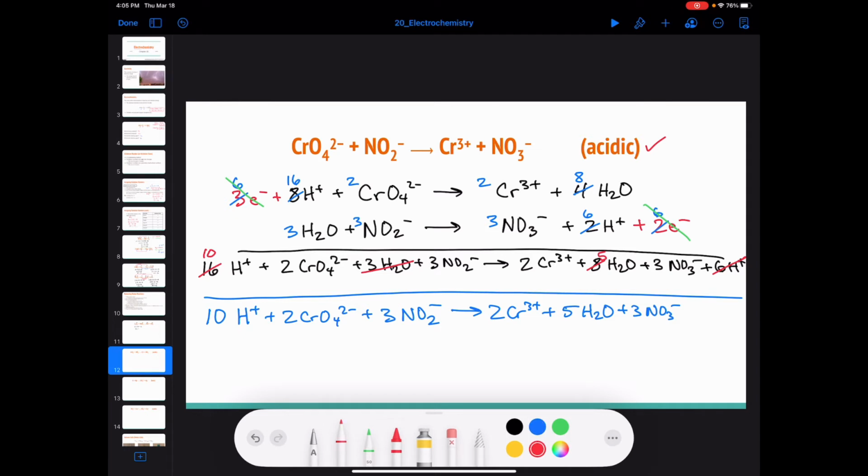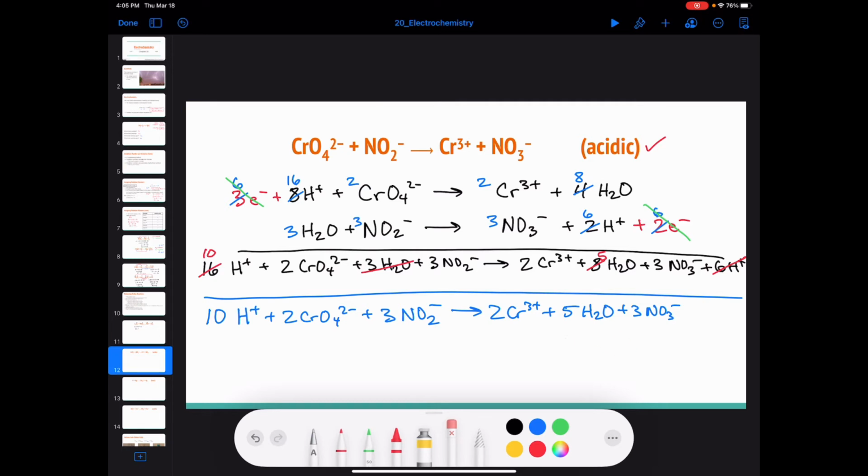And then last but not least, check my charges. I've got a positive 10 here. I've got 2 times a negative 2 is a negative 4. 3 times a negative 1 is a negative 3. That comes out to a positive 3 on the left. On the right, I've got 2 times plus 3 is plus 6, and then 3 times a negative 1 is negative 3. So that ends up being a plus 3 on both sides. So that looks great, right? Everything balanced out, my atoms, my charges, everything.